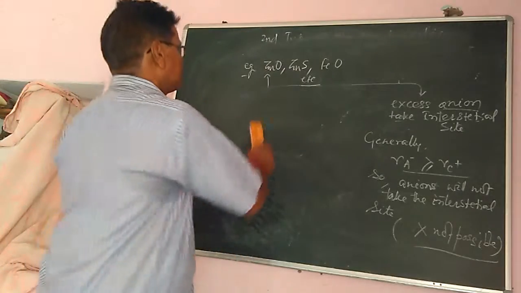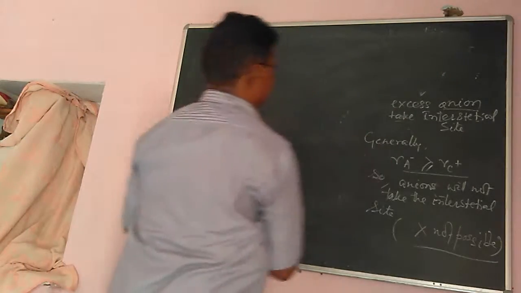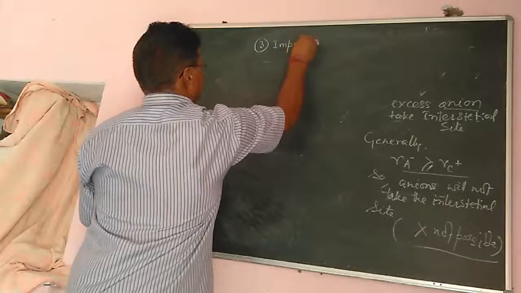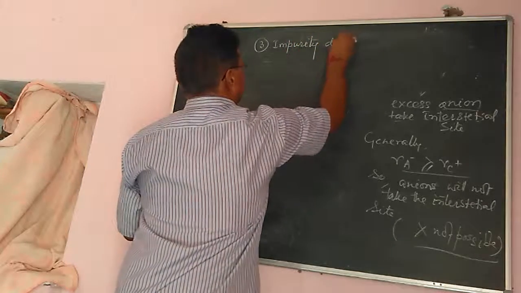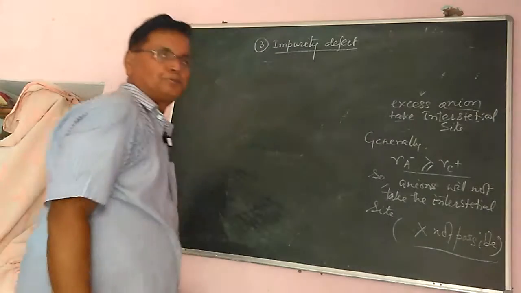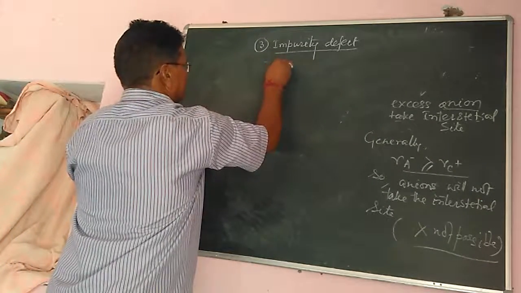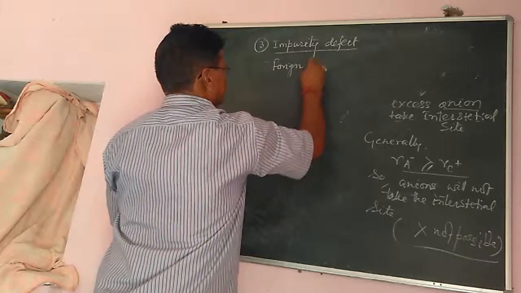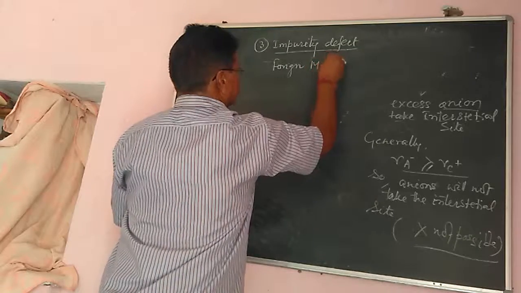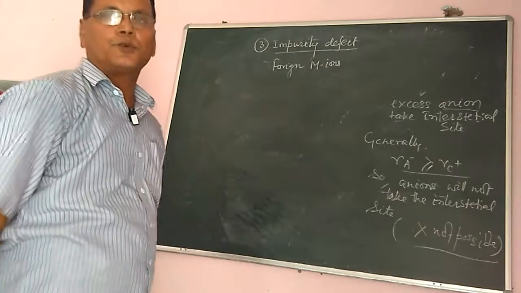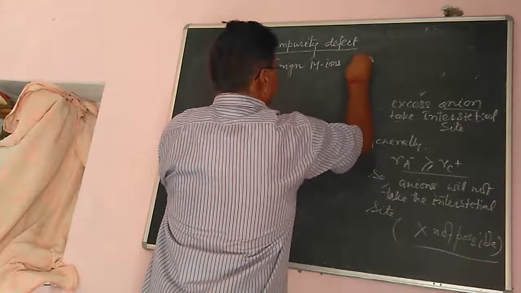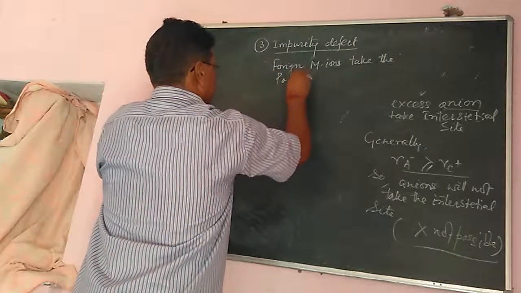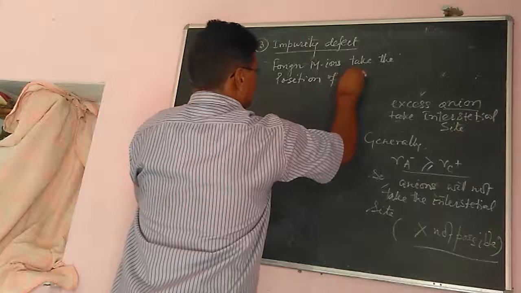Now the last defect left here is the impurity defect. In it, what happens? The foreign particles, metal ions, take the position of host ions.